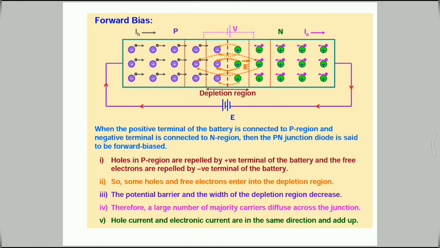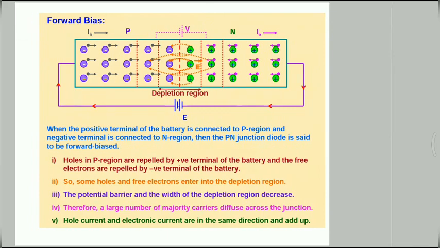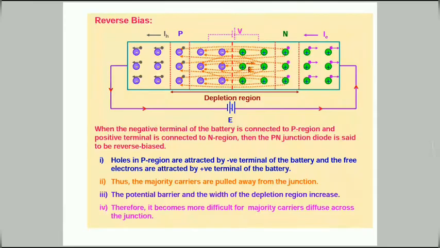Coming to reverse biasing, a junction diode is said to be reverse biased when the positive terminal of the external battery is connected to the N side and the negative terminal to the P side of the diode. Flow of current in reverse biasing.